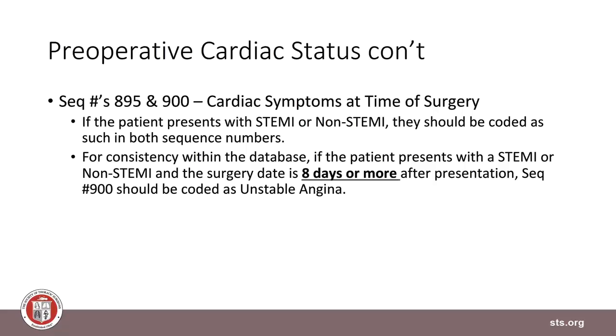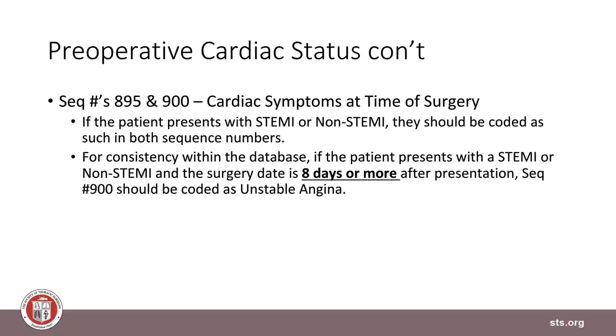Sequence numbers 895 and 900 are used to capture cardiac symptoms on presentation and at the time of surgery. A few points to remember while abstracting this section is that both fields will be the same if there is no change in the patient's status from admission to surgery. The only exception to this rule is for patients who presented with a STEMI or non-STEMI and the surgery date is 8 days or more after presentation. In these cases, sequence number 895 would be coded as either STEMI or NSTEMI, and sequence 900 would be coded as unstable angina.